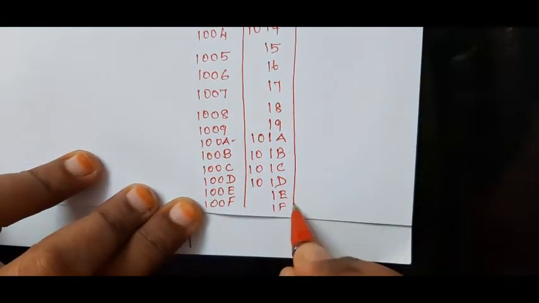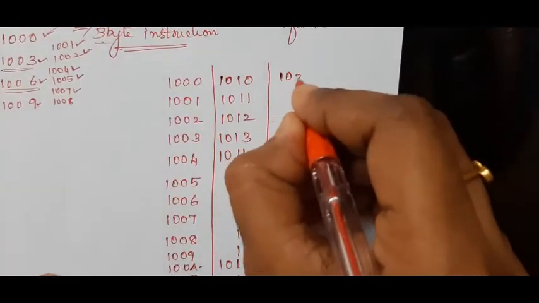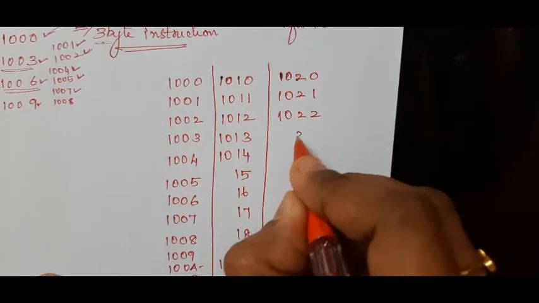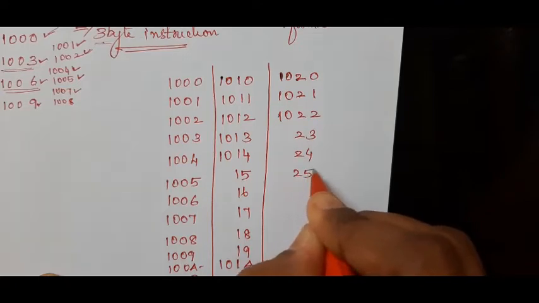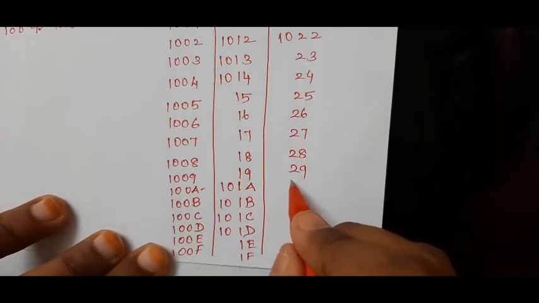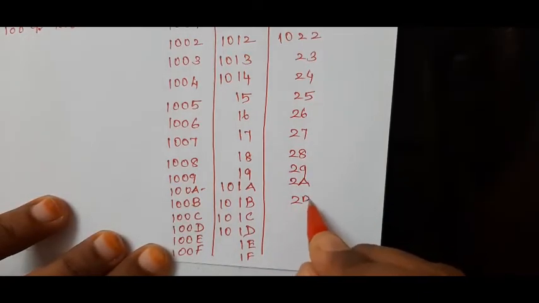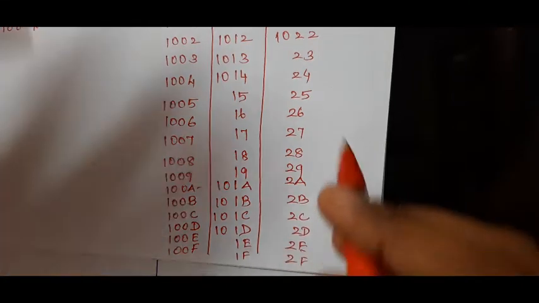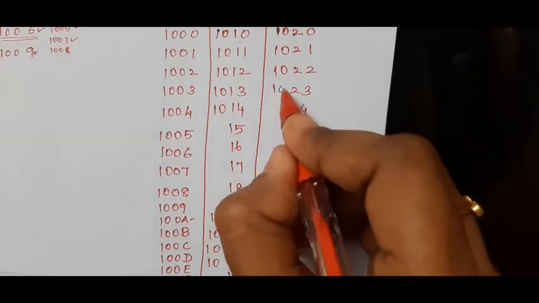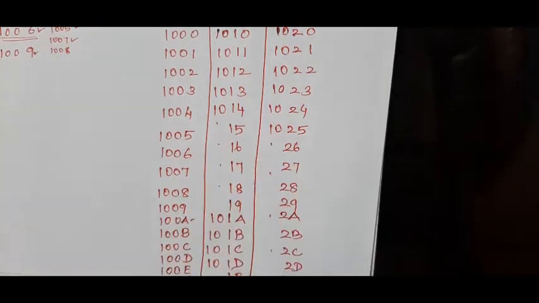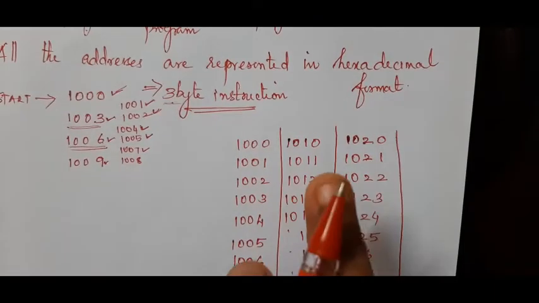After 101F, how will we write? 1020, 1021, 1022, 1023, 1024, 1025, 1026, 1027, 1028, 1029. After that, what happens? 102A, 102B, 102C, 102D, 102E, 102F. See, after 102E, 102F, you have to add 1030 and so on. Like this, you have to use the address in hexadecimal format. I hope you understood this.